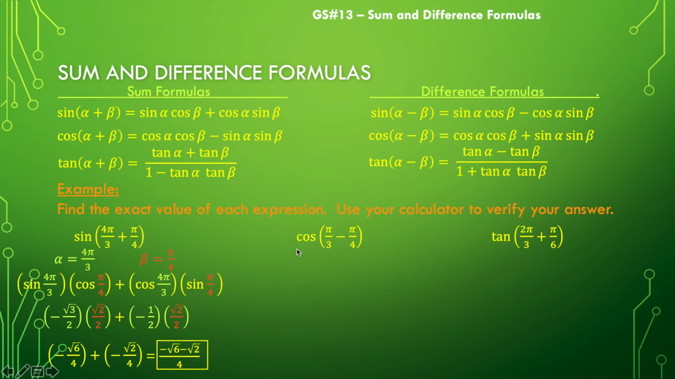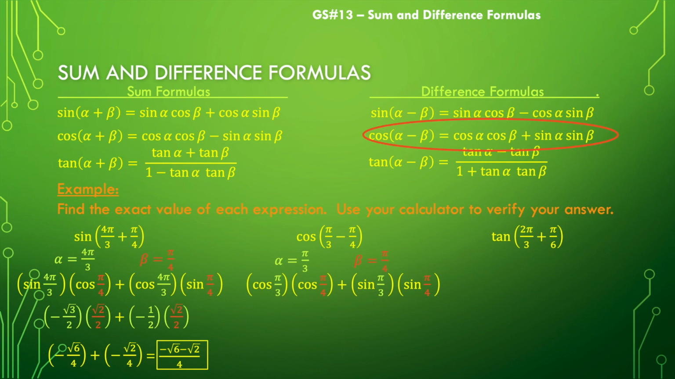We have the cosine of a difference. So we're going to come up and grab this cosine formula of a difference. So we'll identify our alpha and beta. Alpha is pi over 3, while beta is pi over 4. And then we will go ahead and substitute these values into our formula. So we'll have the cosine of pi over 3 times the cosine of pi over 4 plus the sine of pi over 3 times the sine of pi over 4.